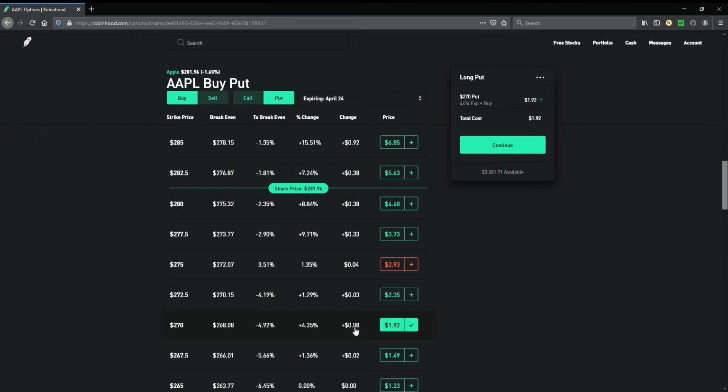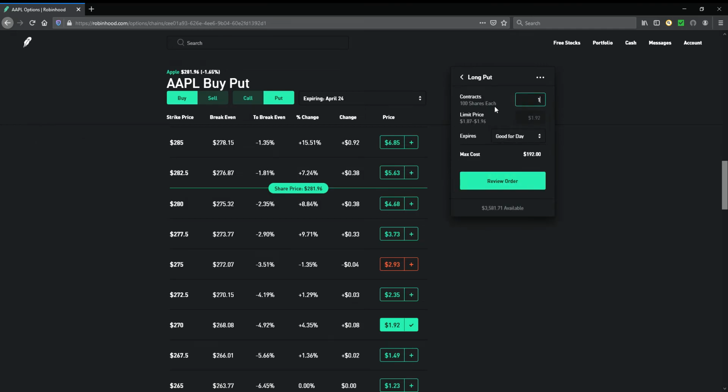But if we were going to do this play, we would press continue. It's called a long put. And you would press continue. You enter one contract because that's 100 shares. And then you want to make sure your bid-ask spread isn't too wide. Here we only have about a $9 spread, so it's not too bad. Some companies have dollar spreads, which is crazy. So you've got to be very careful not to overpay for these options.